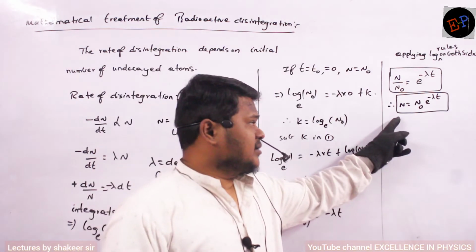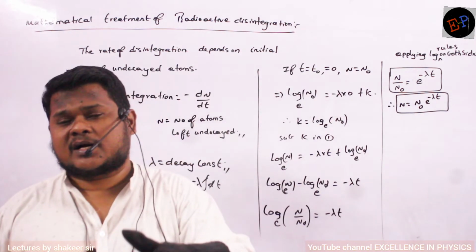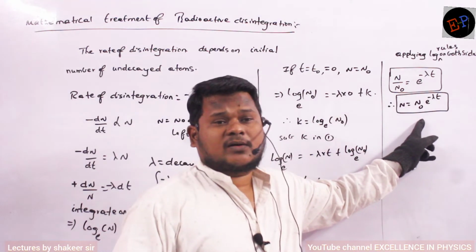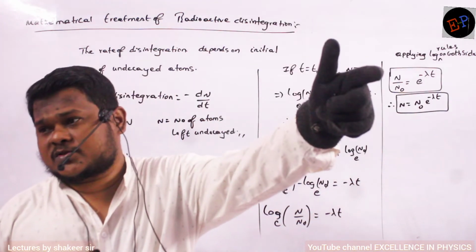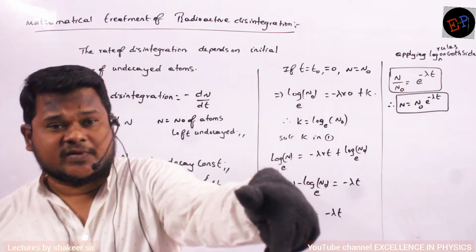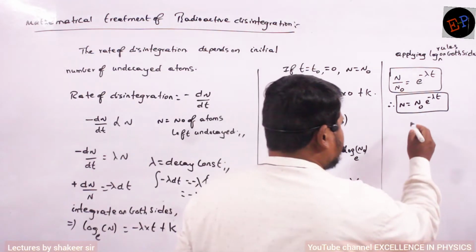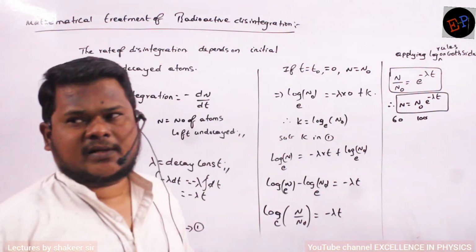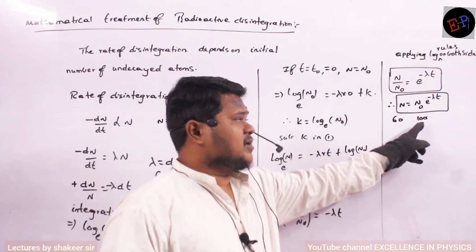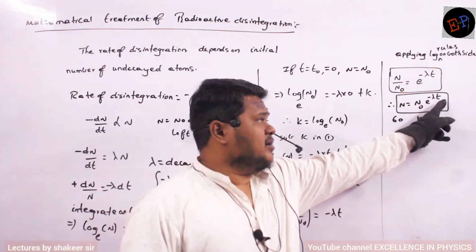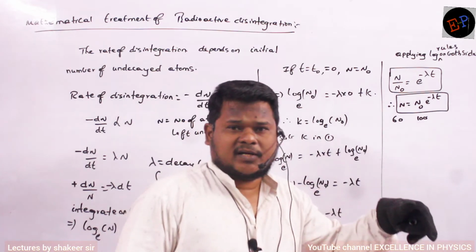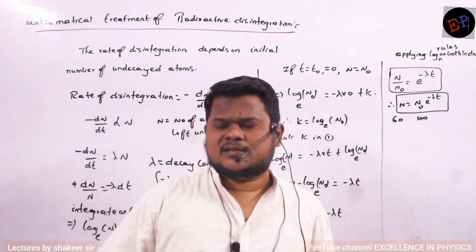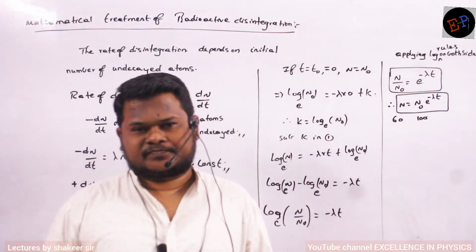So what is meant by n here? Number of atoms left undecayed after a time of t. T is the interval of time, no? And what is meant by n naught? Before that time, how many atoms were left undecayed? That is when you started observation. For example, if this is 100 atoms and this is 60 atoms, what is meant by 60 and 100? When you started observation, the number of atoms left undecayed was 100. And after a time of t, only 60 atoms are there. It means 40 atoms have disintegrated, either releasing alpha or beta. That is the meaning of this equation.